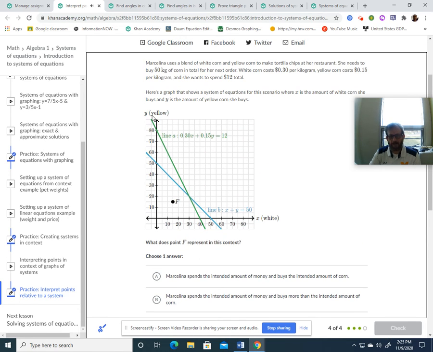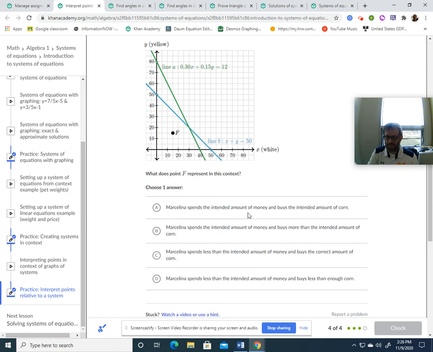All right, last one. Now again, we have 2 lines here. This has to do with making tortillas. So this is going to be the total amount of white corn. So you bought the right amount of white corn and yellow corn. This is the line that shows that we get the right mixture, we bought the right amounts to spend $12. So we bought the correct amount for weight, and then we bought the correct amount for cost. Now you'll notice F is on neither one of those lines. It didn't meet either criteria.